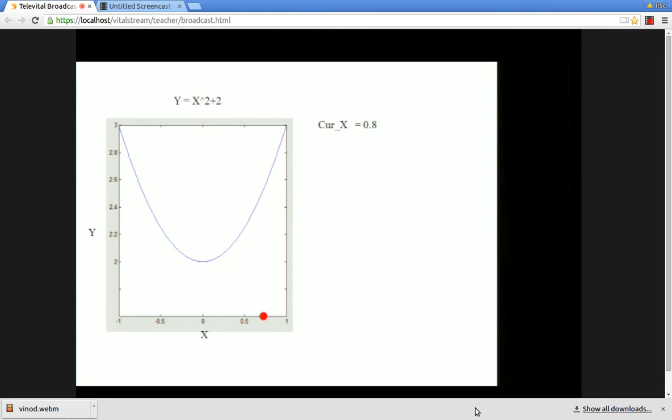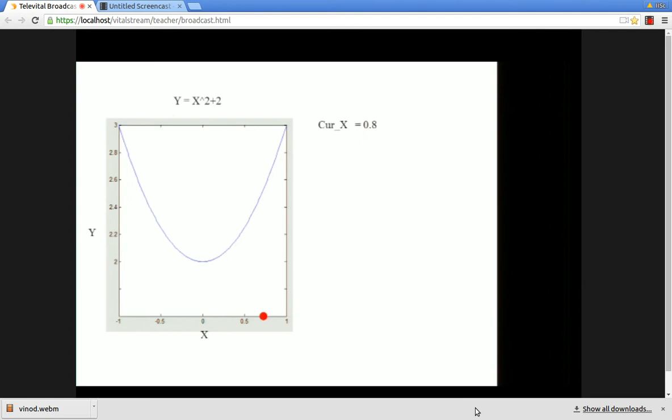But let's say you start with 0.8. This is a one-dimensional problem, right? So you start with 0.8. You have a certain value for your y. Which direction should you move so that your value gets lower? So how many directions are possible now? What are these? Left and right, right?